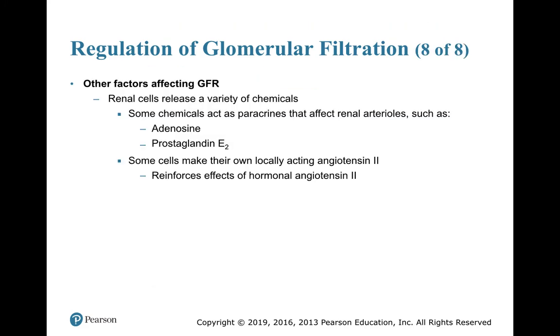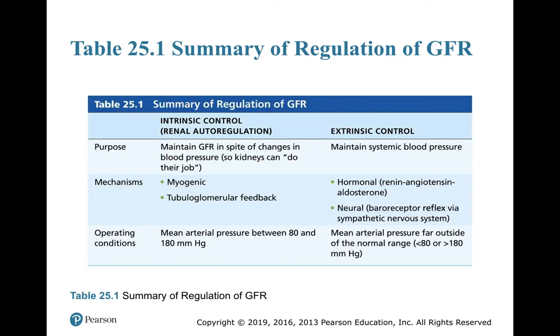Other factors affect the glomerular filtration rate. The renal cells release a variety of chemicals, and some of those act as paracrines that affect the renal arterioles. Adenosine will do that. Prostaglandin E2 will do that. And some cells make their own locally acting angiotensin II, and that reinforces the effect of hormonal angiotensin II. So we have the intrinsic controls and the extrinsic controls compared.